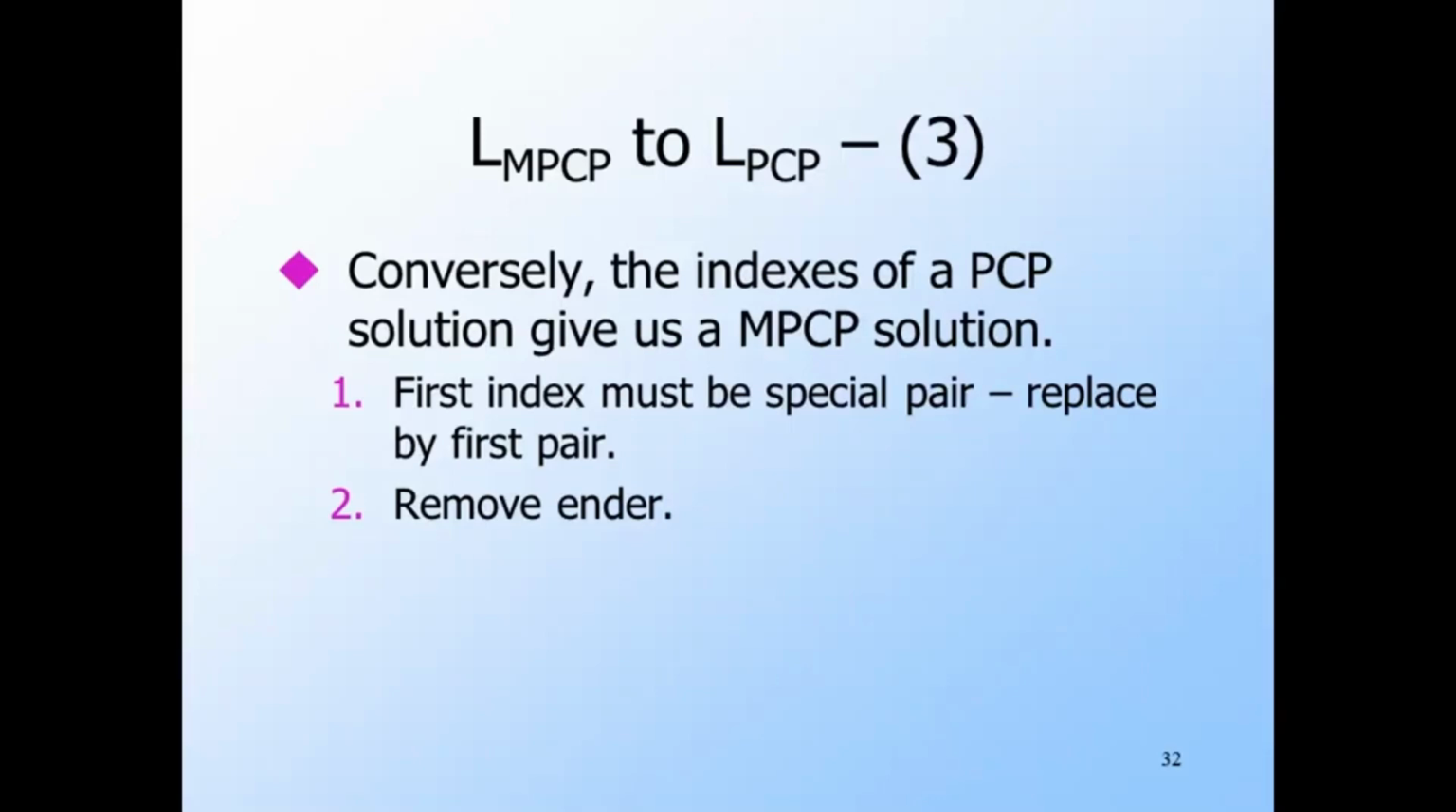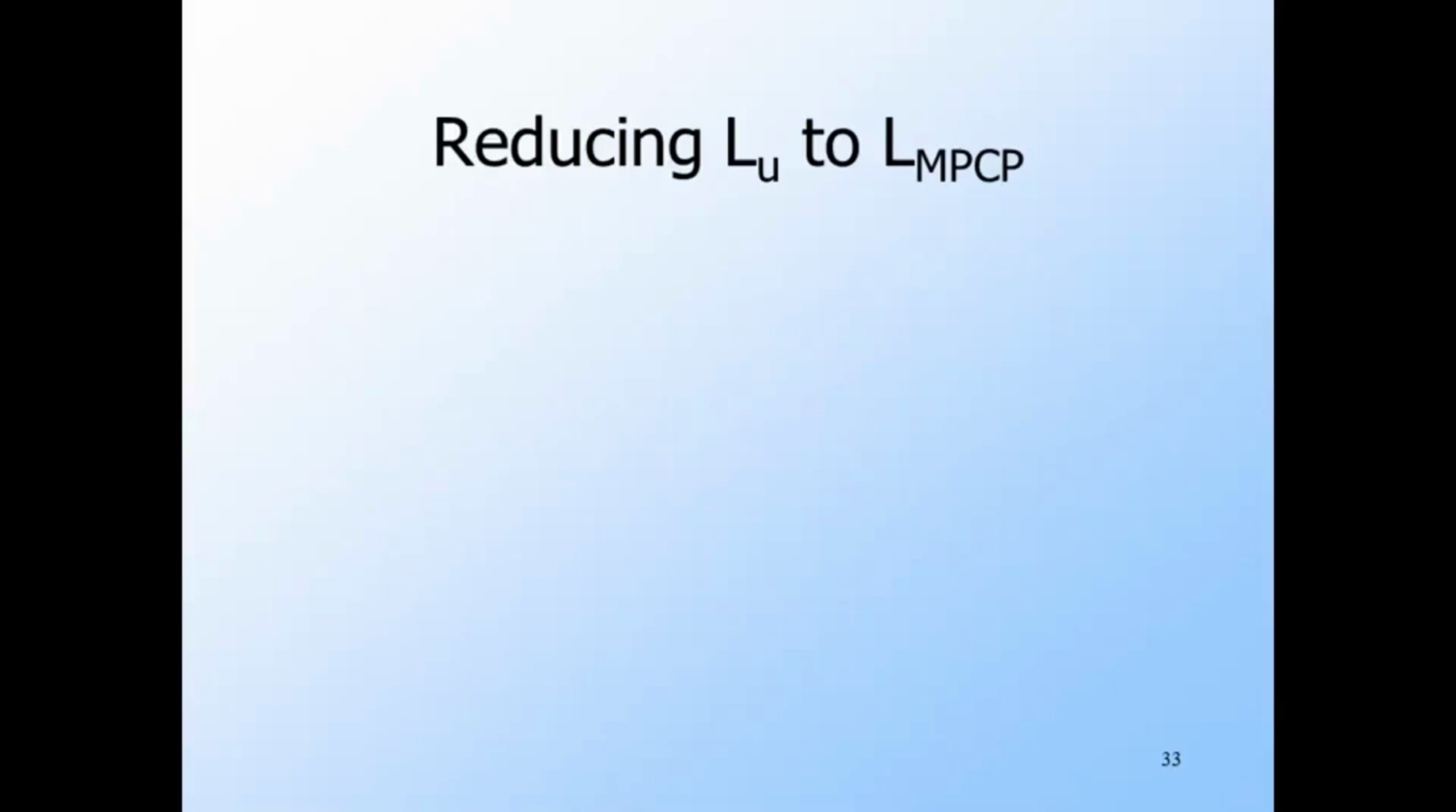Thus we've shown that the answers to the questions, does the input MPCP instance have a solution, and does the output PCP instance have a solution, are the same. That means we have a valid reduction from MPCP to PCP. If we can prove MPCP is undecidable, which we'll do next, then we have a proof that PCP is also undecidable. So our next task is to show how to reduce L sub u to MPCP.